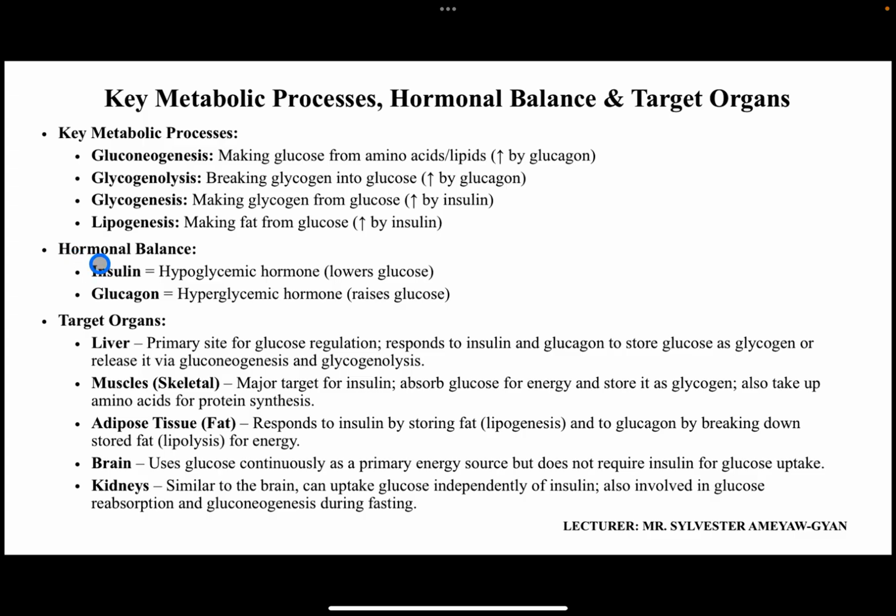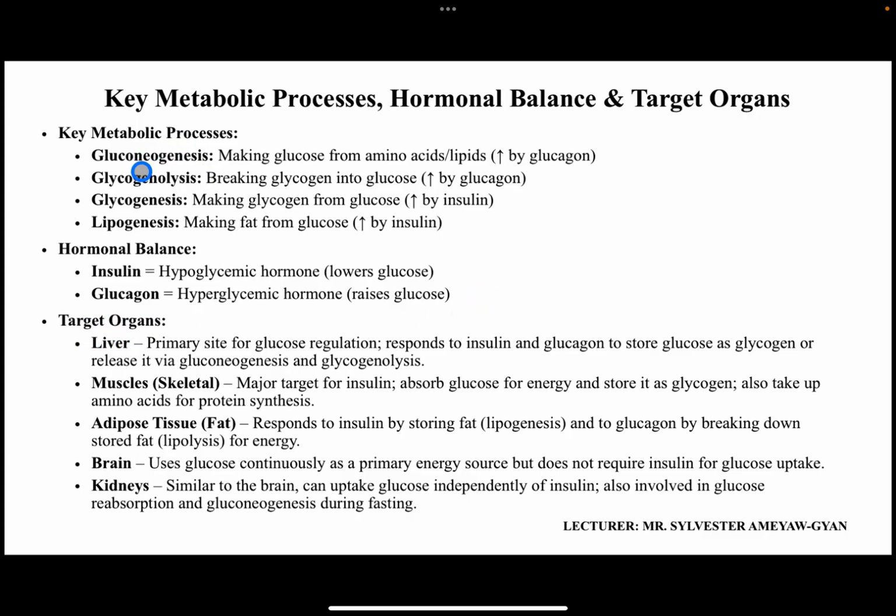also takes place. So in summary, based on these two things, glycogenesis and lipogenesis, which all help decrease your blood sugar level, we can say that insulin is a hypoglycemic hormone. It lowers glucose levels. And glucagon is a hyperglycemic hormone, meaning it raises your blood glucose level. This is the summary of the whole metabolic processes.